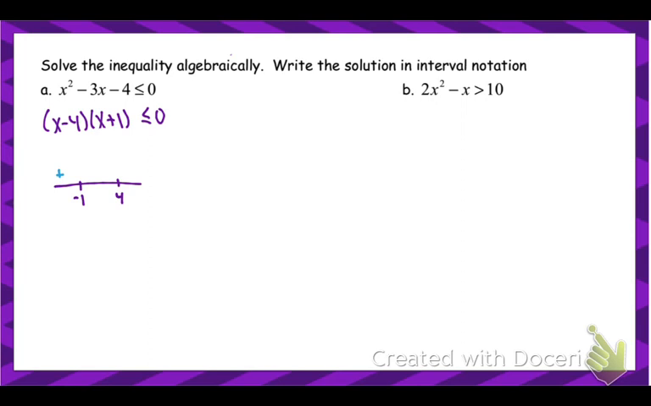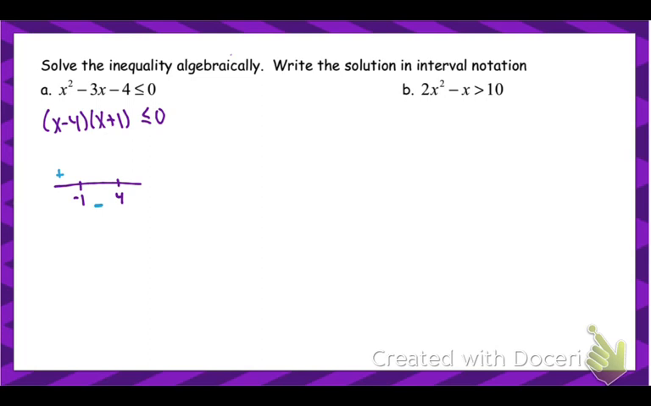So now we go to our next region, somewhere in between negative 1 and 4. I'm going to pick any test point that falls in that region. Let's pick 0. If I plug in 0 for x, 0 minus 4 is a negative number. 0 plus 1 is a positive number. And a negative times a positive is always going to work out to be a negative. So that means everything in that in-between region is going to be negative.